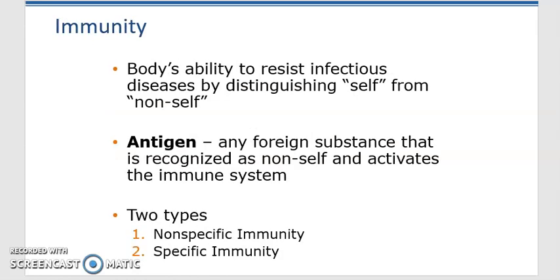So immunity is our body's ability to resist infectious disease by distinguishing self from non-self. An antigen is a relatively general term, but refers to any foreign substance that is recognized as non-self and activates our immune system. There are two types of immunity: non-specific immunity and specific immunity.